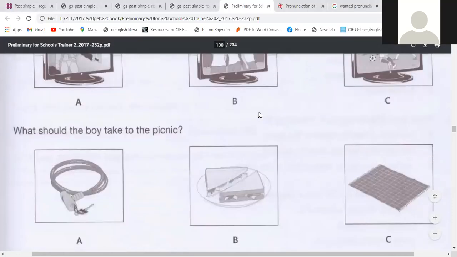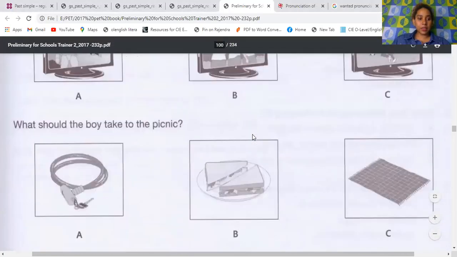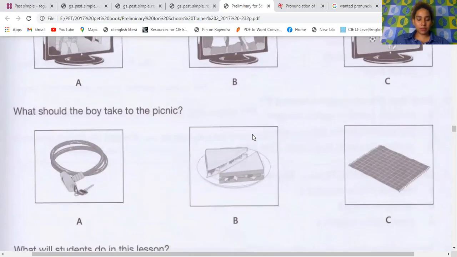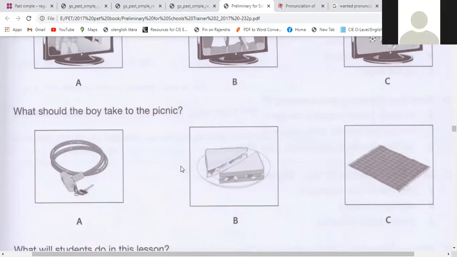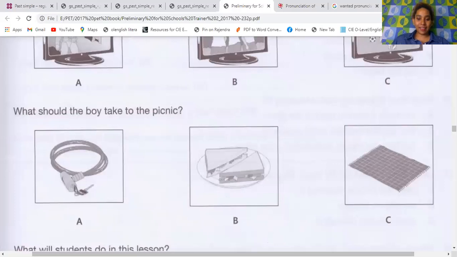Next one. What should he bring for the picnic? A, B, or C? Listen again. Six. What should the boy take to the picnic?